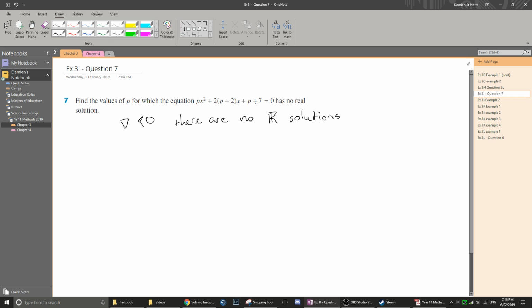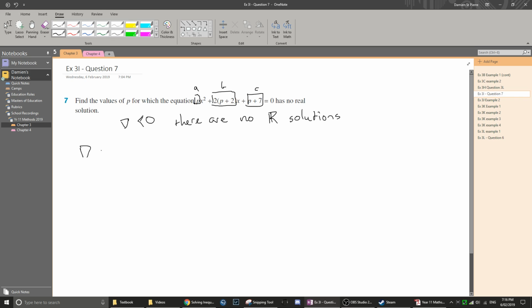Now this is a quadratic. It's actually a very similar way of solving this problem to the exercise 3H question 3L video. So if you've seen that, you should know how to approach this. The only thing different is we're only looking at the discriminant instead of using the full quadratic solution equation. Okay, but we do have a quadratic here. There's our A value, this is our B value, and this is our C value. Okay? So let's get to it.